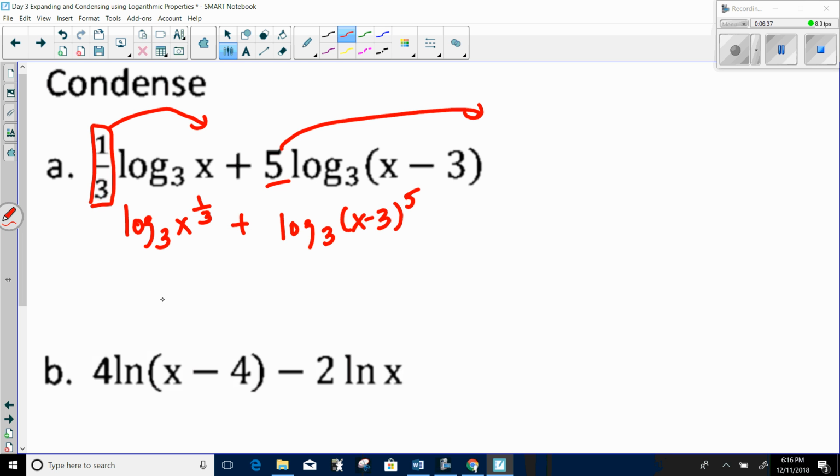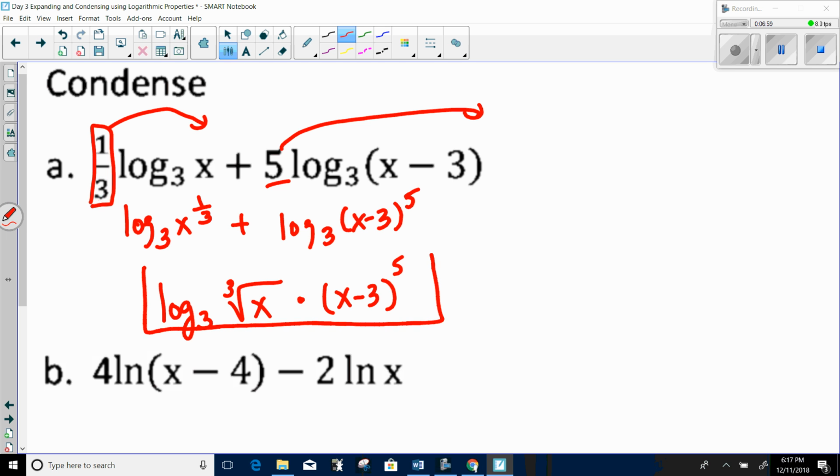We have addition, so addition changes to multiplication, and when you change to multiplication, it goes from multiple logarithms to a single logarithm. And what I'm going to do is change this 1/3 power to a radical, so that's going to be the cube root of x times x minus 3 to the 5th power. And this right here is your entire answer. One thing you can do to make that a little cleaner, so you know that all of it goes with the logarithm, is put that whole thing in parentheses so that it's very clear that that whole thing is part of the logarithm.